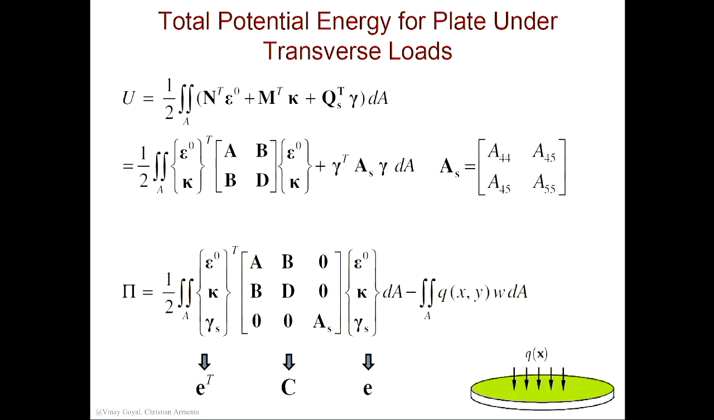Then I put it in a compact form. I recalculate strain energy, but now in terms of the constitutive matrix and the strains. I put this in an even more compact form. Call this C bold, this E, this epsilon, E transpose.